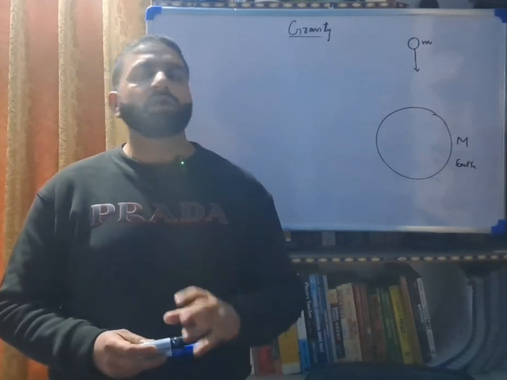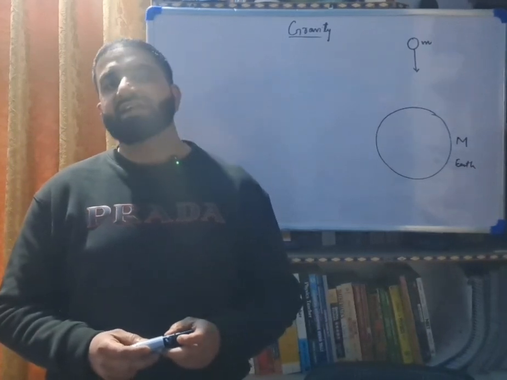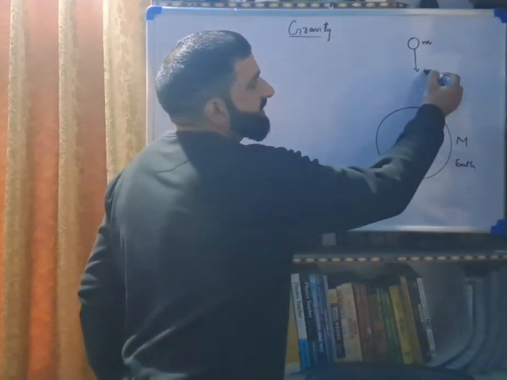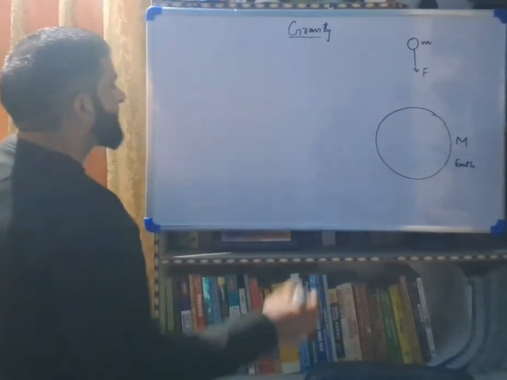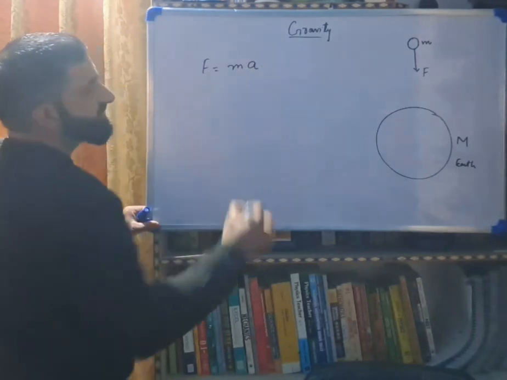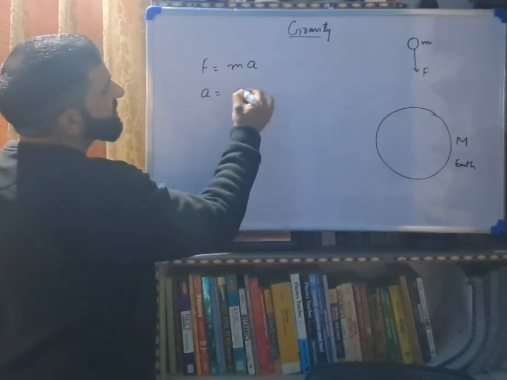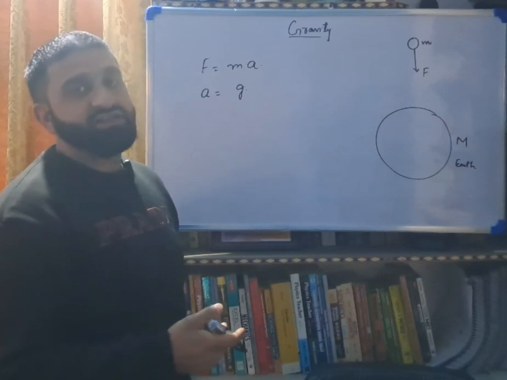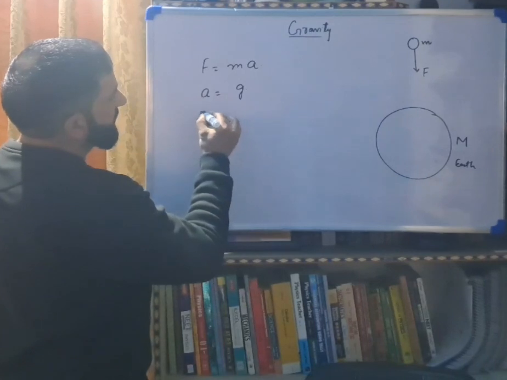Let us calculate the force of gravity and the acceleration due to gravity. Let us take a mass m pulled downwards towards the earth's surface by a force F. By Newton's second law, the force is equal to mass times acceleration. But this acceleration is the acceleration due to gravity, that is g, because the acceleration is caused by the force of gravity.